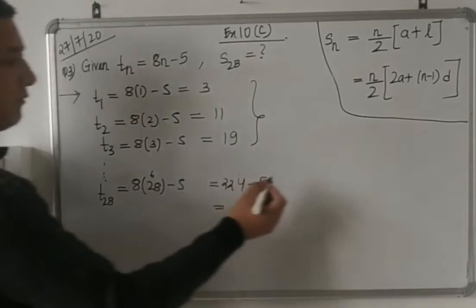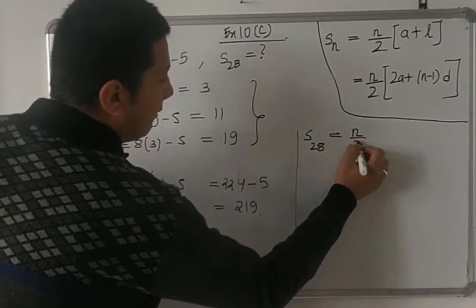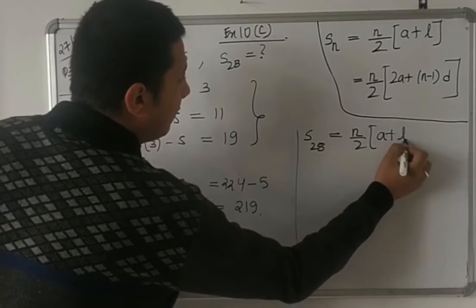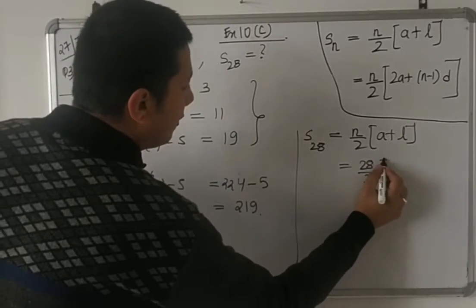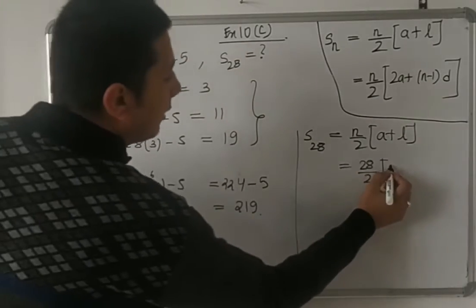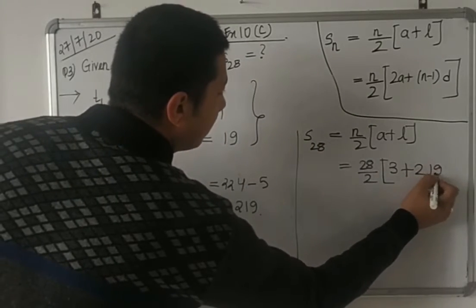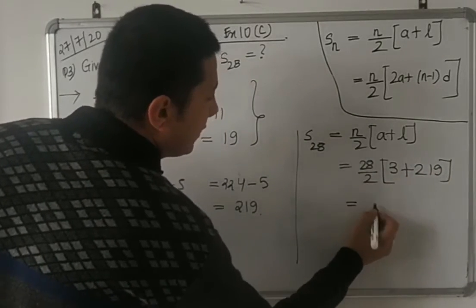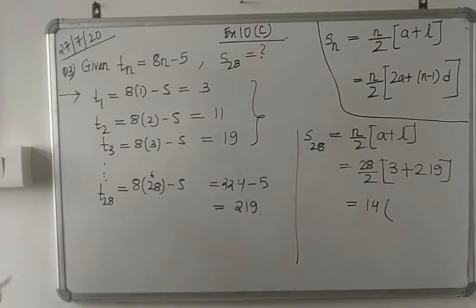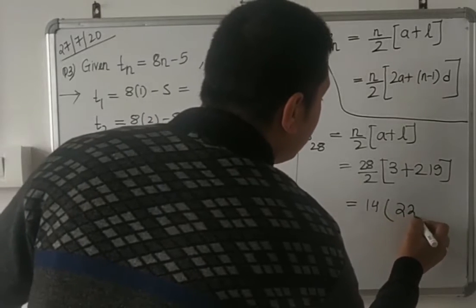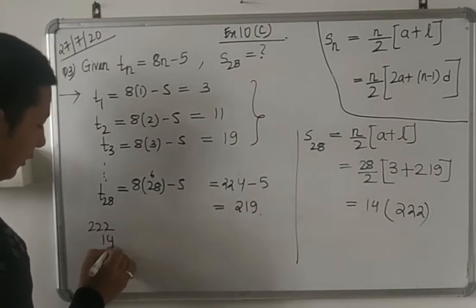Okay, so what am I asked to find? S28. So S28, use the formula n by 2 into a plus L. So n means 28 by 2. A is 3. And L, the last term, 219. Okay, so this is 14 times, and then 3 plus 219 is 222. So we'll have to multiply 222 into 14.